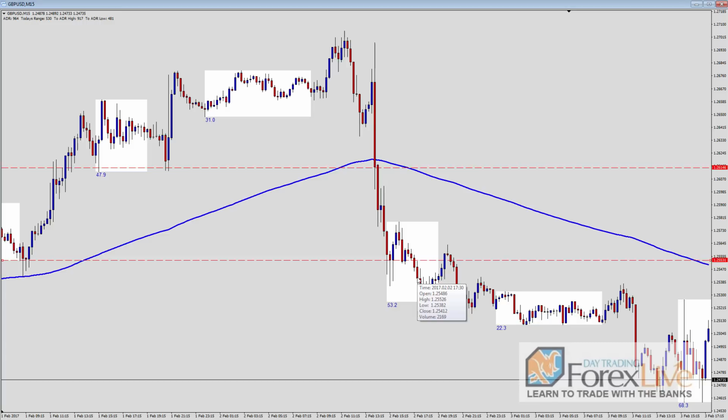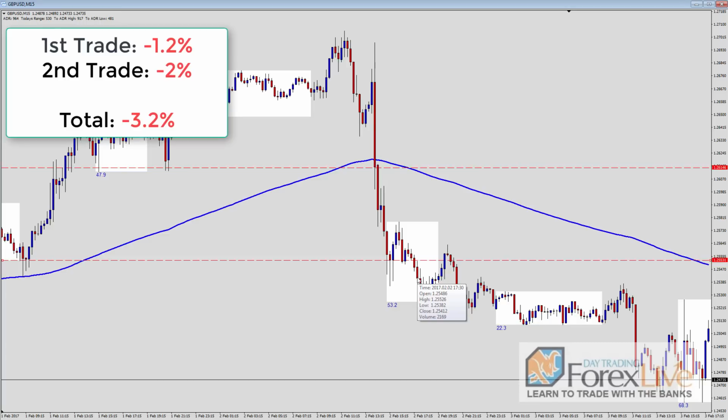So that brings us to first trade negative 1.2%, second trade negative 2%, and that brings us to our max drawdown of the month, which was negative 3.2%. And then we go into the next trade.